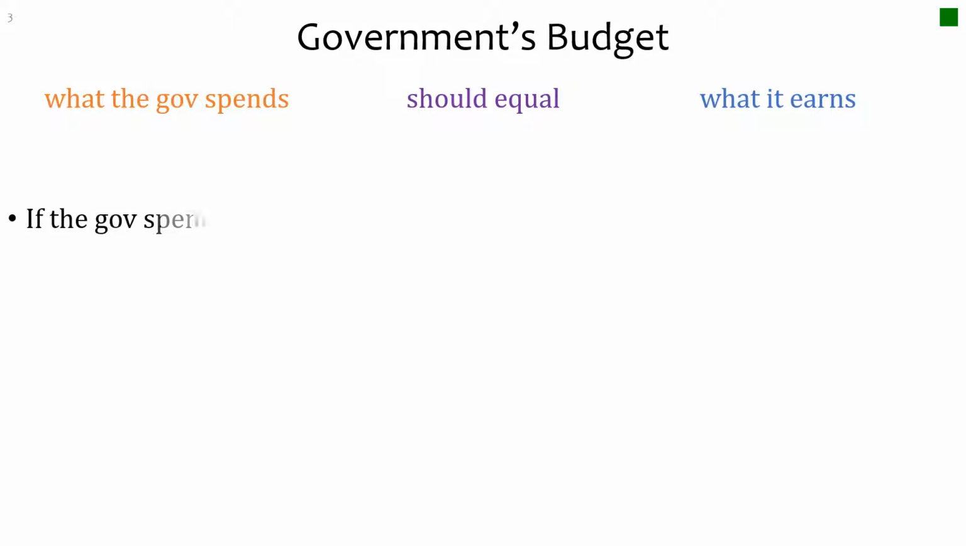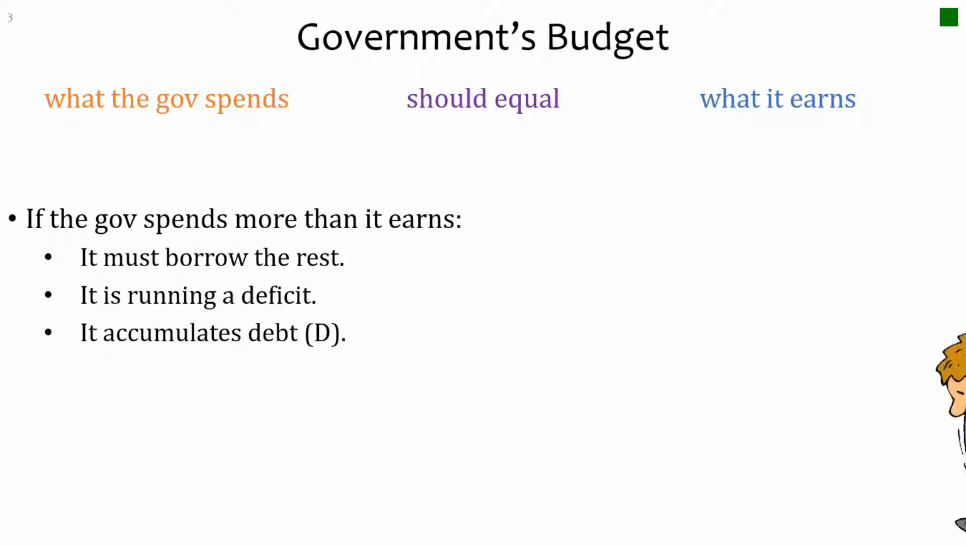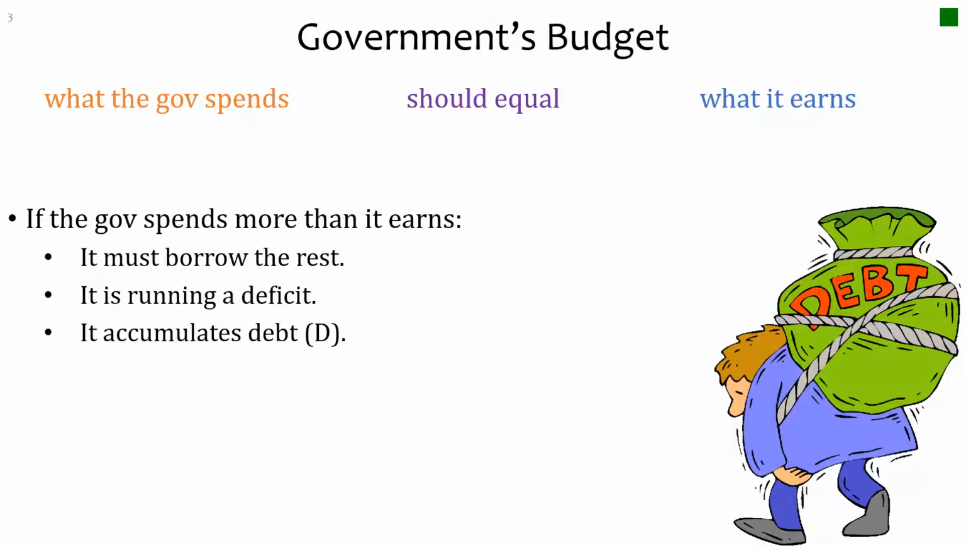A simple rule of thumb is that what the government spends should equal what it earns. Duh. Now, if the government spends more than what it earns, it must borrow the rest. And that is called running a deficit. So when you're told that the government is running a deficit, it simply means that they're spending too much, and it is accumulating debt. That's what it means, right?